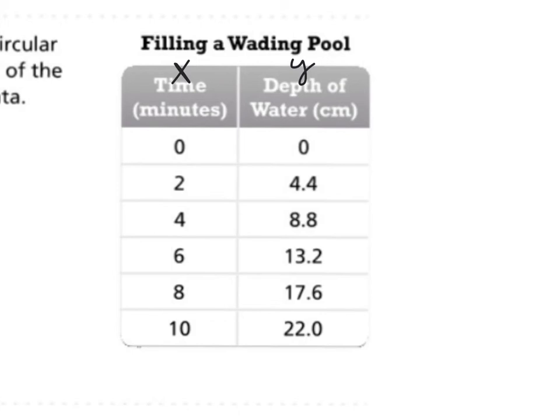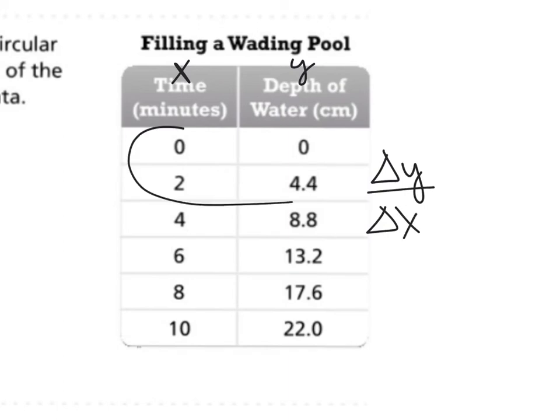In this case, if we're finding the slope, it's either going to be minutes per centimeter or centimeters per minute. One might sound more correct to you. In this case, centimeters per minute might sound more appropriate. So, change in Y over change in X. If you want to pick these first 2 points, 0, 0 is a nice point to use if you have it there.